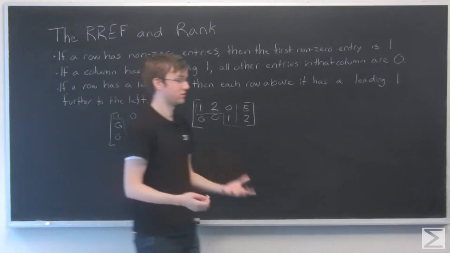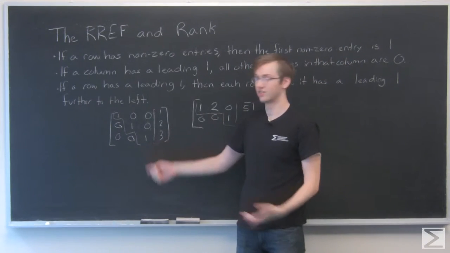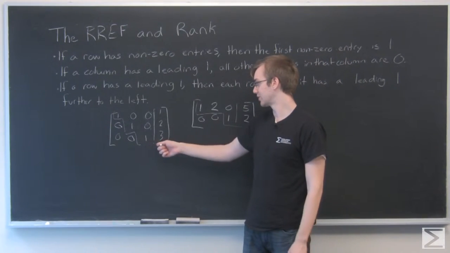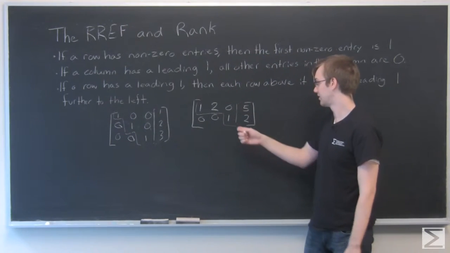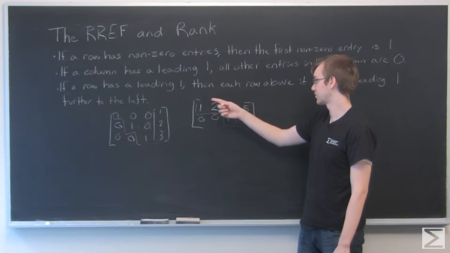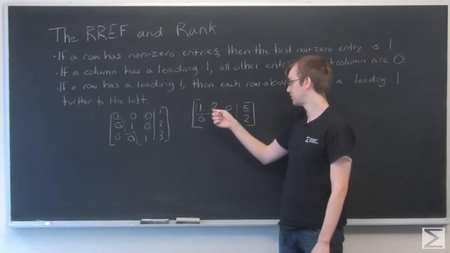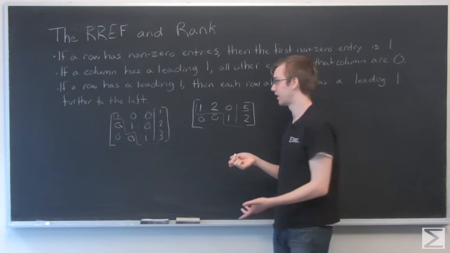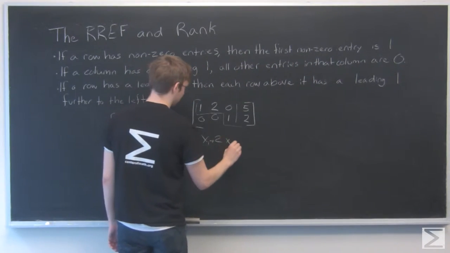So the importance of the RREF is so we can easily look at it and find the answers. In this case, the answers are right in front of us. x3 equals 3, x2 equals 2, x1 equals 1. Here, if that's x1, x2, x3, x3 equals 2. And now we have two variables going to equal this 5. That's x1 plus 2x2 equals 5.